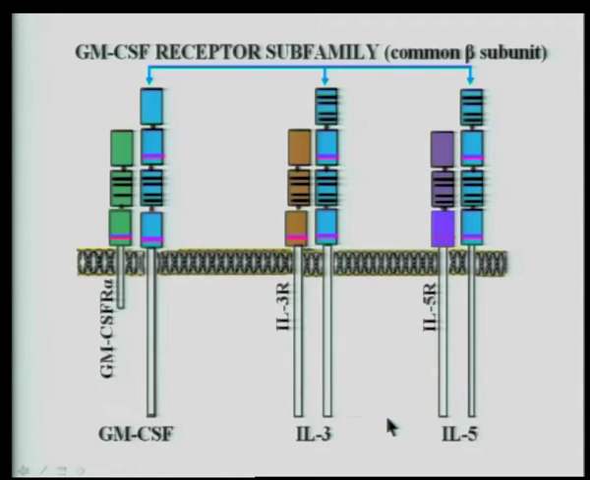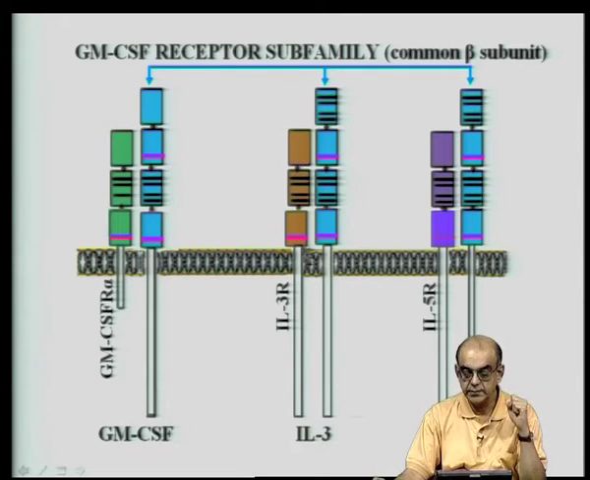Going on, looking at the GM-CSF receptor subfamily of the class 1 family of cytokine receptors, they have a common beta subunit. This common beta subunit is evident over here, which is the longer subunit in this particular receptor, and the alpha subunit makes up the GM-CSF alpha subunit. Then you have the receptors for IL-3 and IL-5 having a common beta subunit but another subunit that binds specifically to the cognate or specific cytokine in question.